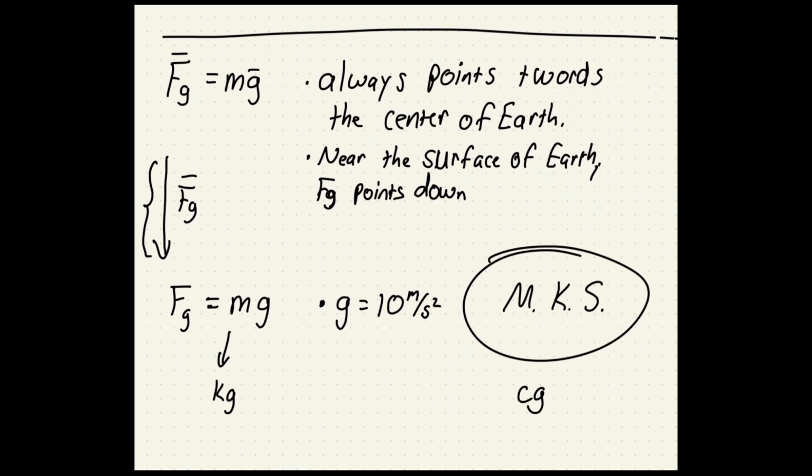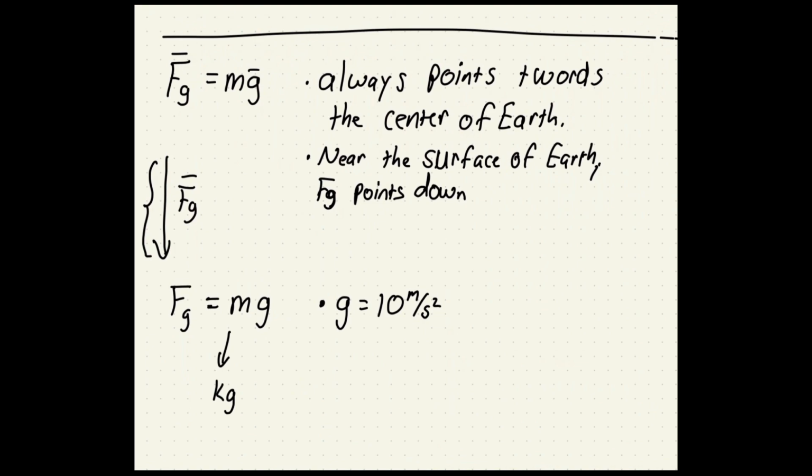There's the CGS system, which stands for centimeters, grams, and seconds. Something that they use in solid state physics or E&M applications, but for sure solid state physics. Anything that uses small molecular quantities. But again, we are using the meters, kilograms, and seconds units, and so we will think of our mass as being in kilograms. We also know g has units, and those units are meters per second squared.